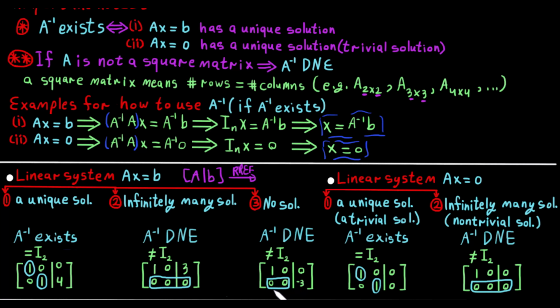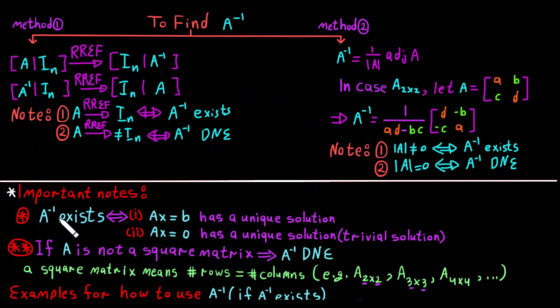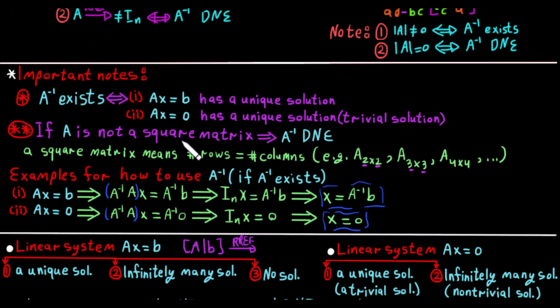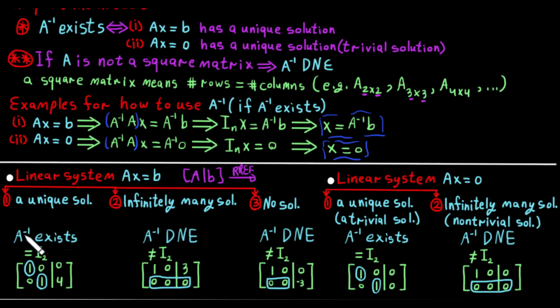And if you have a zero row before the line of the augmented part, and here you have a number, then you have to say this is no solution. And you can obviously see that you can transform A to identity. Since in this case you can transform A to identity, A inverse exists, because as I told you, if you can transform A to identity, then A inverse exists. So that's why A inverse exists if you have a unique solution.